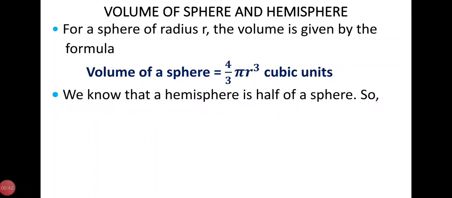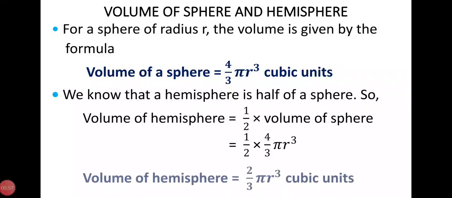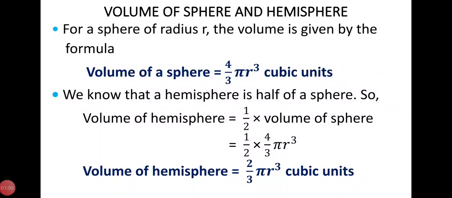Now, we know that a hemisphere is half of a sphere, so volume of hemisphere equals half into volume of sphere, that is equal to 1 upon 2 into 4 upon 3 pi r cube. We can cut 2 and 4, so we will get 2 upon 3 pi r cube. Therefore, we use the formula 2 upon 3 pi r cube cubic units to find out the volume of a hemisphere. Cubic units is the unit of volume.